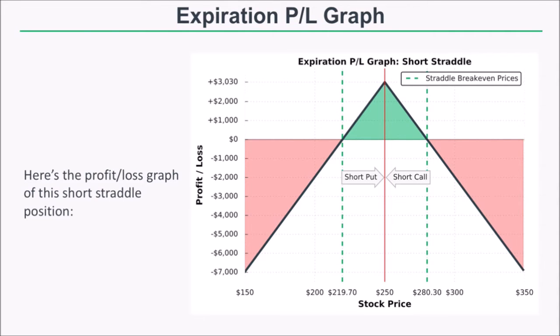But if the stock price makes a considerable move to the upside or downside, we do have significant loss potential. If the stock price in this case falls to $150, we'll be down about $7,000 per short straddle. On the other hand, if the stock price increases to $350, we will also be down around $7,000. So while the short straddle has significant profit potential and a pretty wide range of profitability, there's significant loss potential when the stock price makes an outsized move, so you definitely need an exit strategy when using this position.